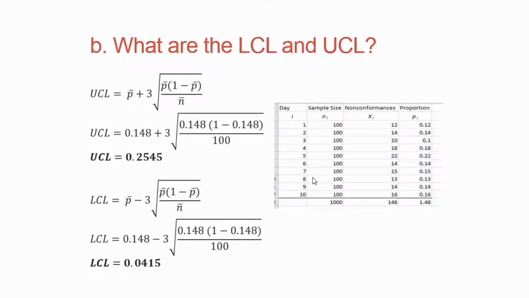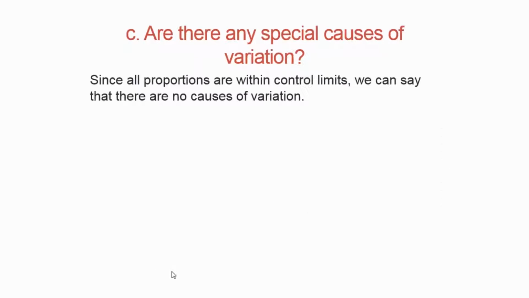So therefore, we end up with an upper control limit of 0.2545 and a lower control limit, by using the same formula and subtracting, of 0.0415. So that's the answer to part B. The upper and lower control limits are 25.45% basically, or 0.2545, and lower limit 0.0415. So both values are positive, so we would need to examine both values to see if we have any special cause of variation. The answer to that, are there any special causes of variation, is, since all proportions are within the control limits, no special cause variation exists.